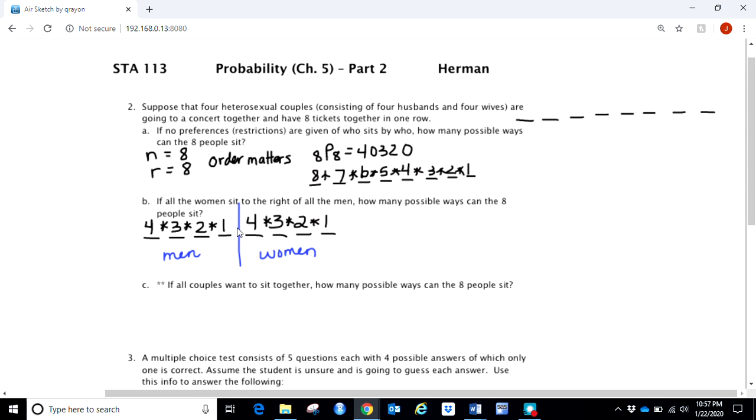All 8 people are going to sit down. So I'm seating the 4 men and the 4 women. So we're going to end up multiplying this one all the way through, giving us a total of 576 ways that we could seat the 8 people if all of the women are going to sit to the right of all of the men.